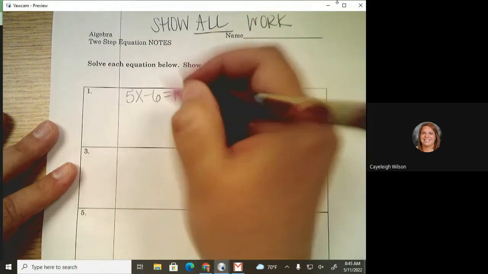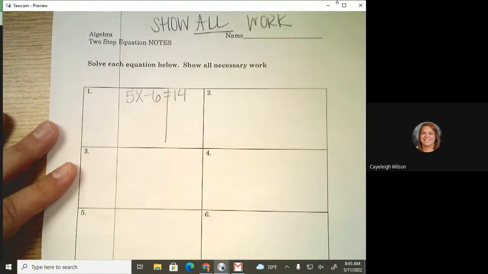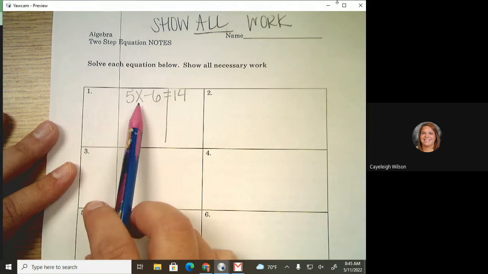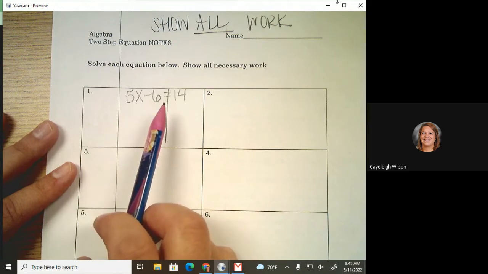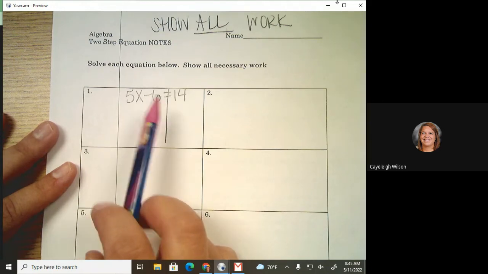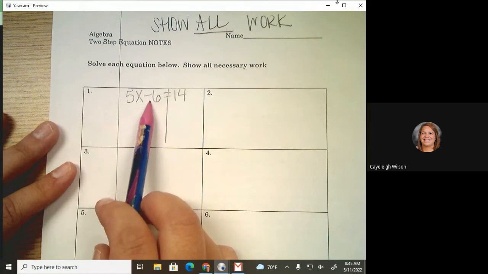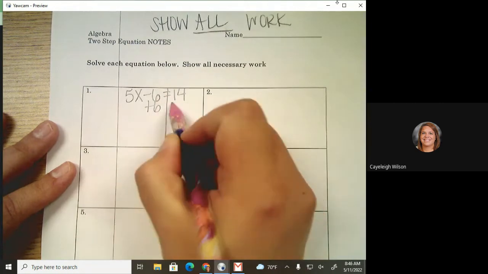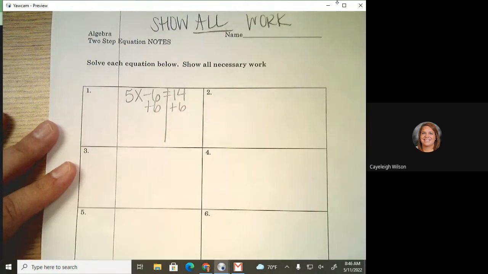All right, so first thing I'm going to do is look at the side that the x is on. So the side that the x is on is this 5x minus 6. The first thing I'm going to do is undo my addition or subtraction. So I've got a minus 6, so I know I'm going to add 6 first. So plus 6, and whatever I do to one side, I do to the other side of my equal sign.